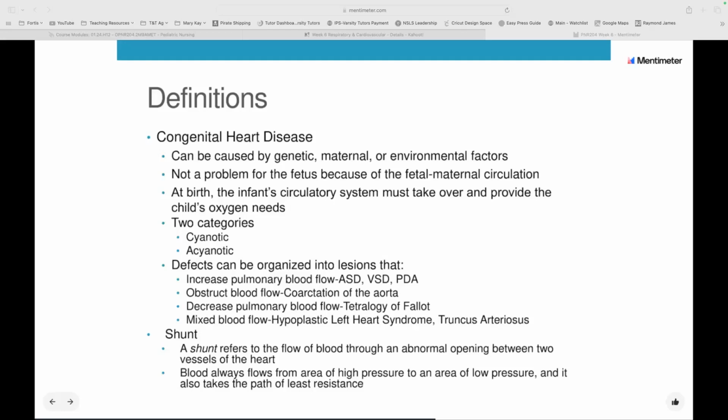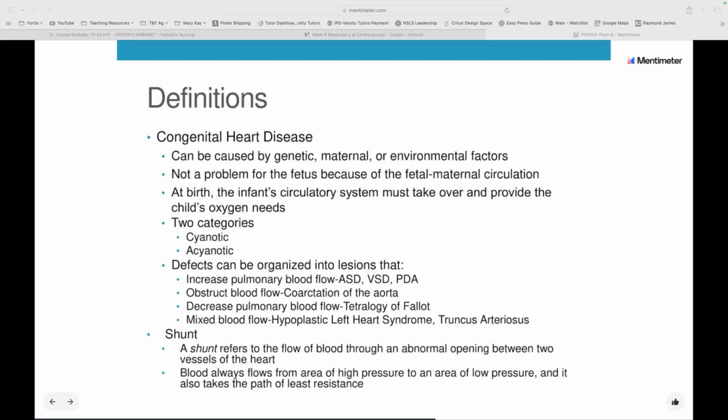We have 2 different categories. So we have cyanotic defects, and those are ones where we don't have enough oxygen perfusing, so we turn blue. So cyanotic are defects that make you turn blue. Acyanotic, we're still getting oxygen pumped out to the body, so we're going to stay pink, but we've still got something abnormal going on. So cyanotic's blue, acyanotic, we stay pink because we still have some oxygen going.